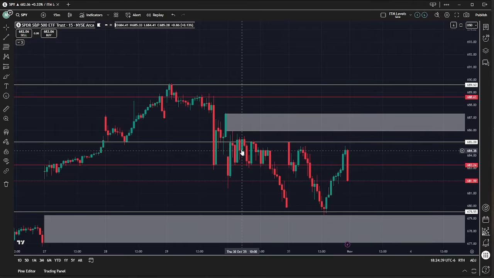Like in this case right here, we're kind of just chopping it up a little bit, holding underneath our key pivot, holding between supply zone. We finally break below supply zone. We start pushing down right here. Sometimes there's going to be some liquidity grabs like right here. I usually just try to ignore these liquidity grabs.